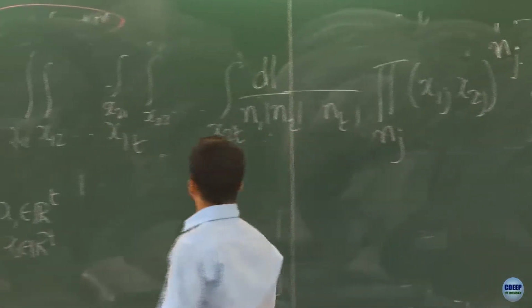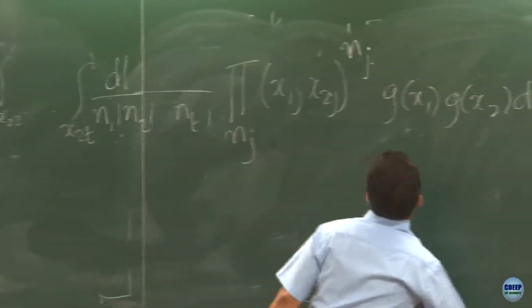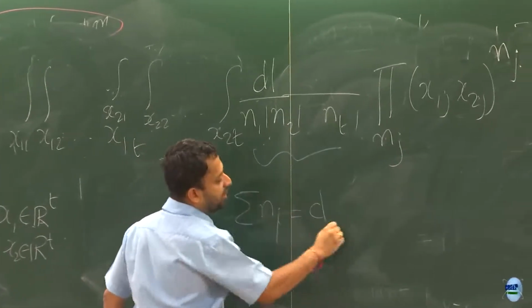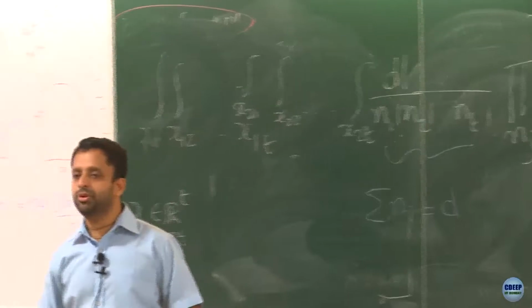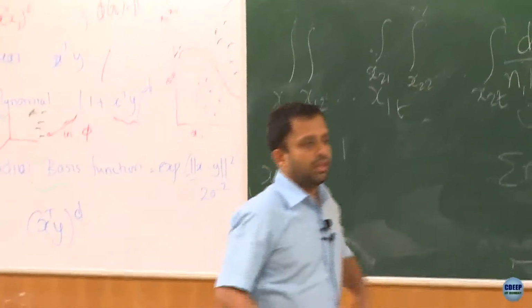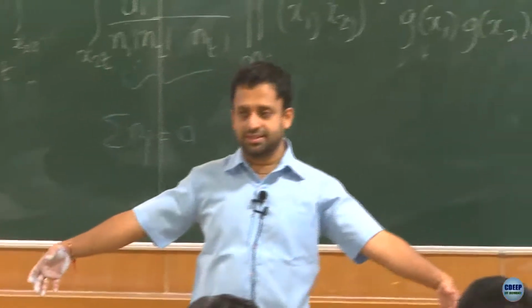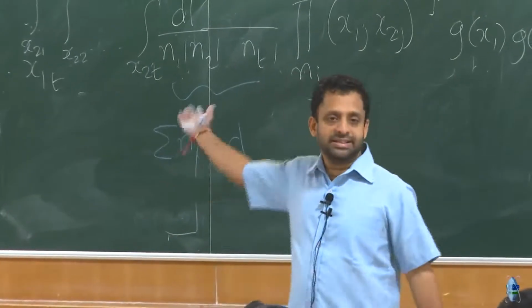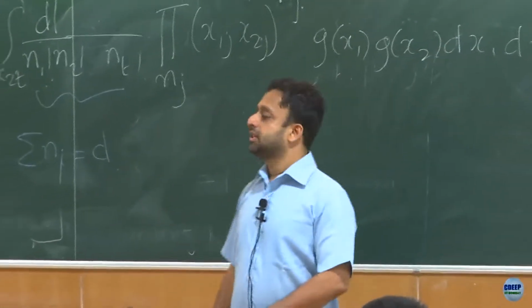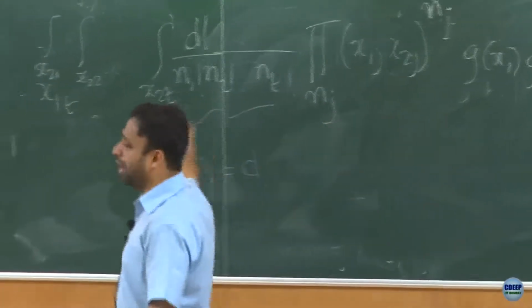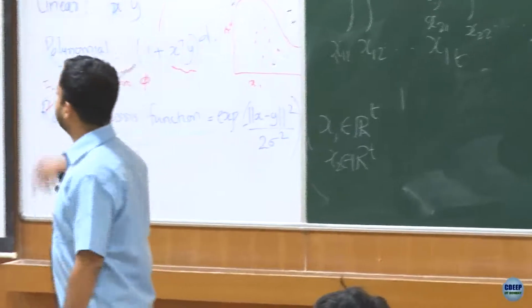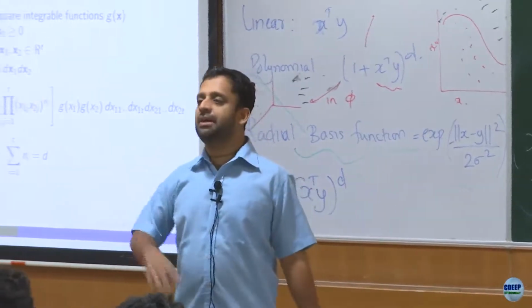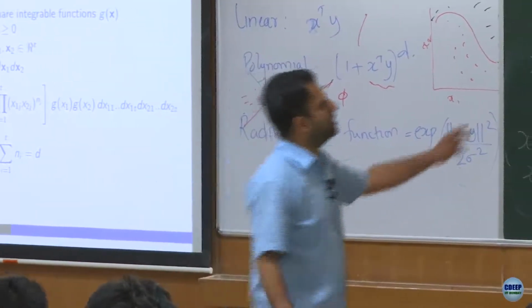The additional constraint is that the summation of the n_i's should be d. Basically it is like distributing d objects in t different bins. How many ways can you distribute d objects in t different bins? This is exactly the term, right? Now the rest is simple. Once you have written this, you have an integral of a finite sum. Could you write the integral of a finite sum as a sum of integrals? Could you push these integrals inside?